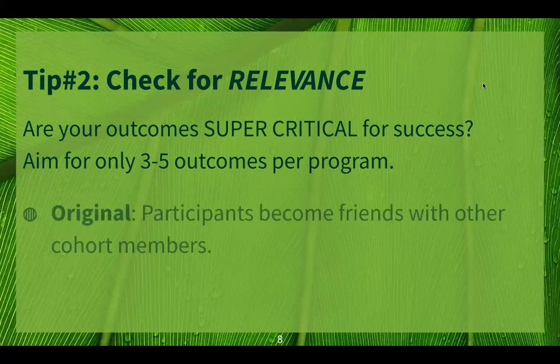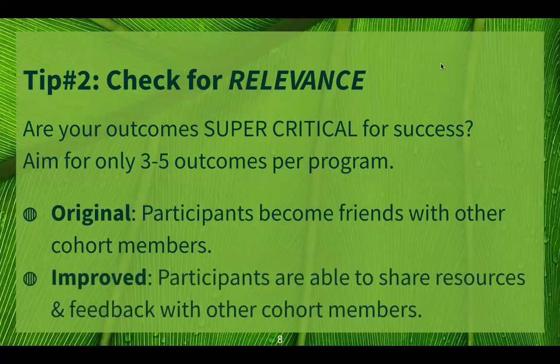Take the example, participants become friends with other cohort members. This is a great outcome statement, and it might be the right outcome statement for a new school orientation program. And it might be something that is really nice to have in my program too. But for me, the most important thing is this, that participants are able to share resources and feedback with other cohort members.